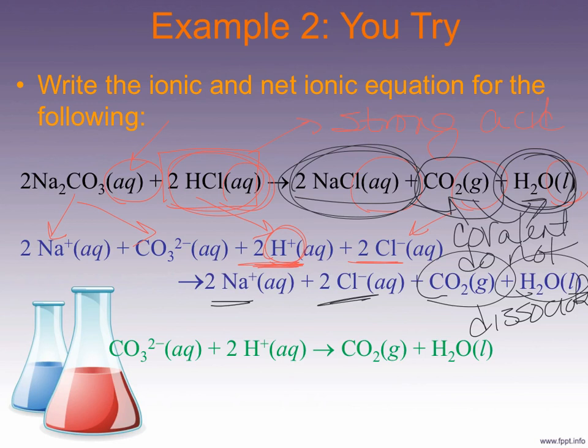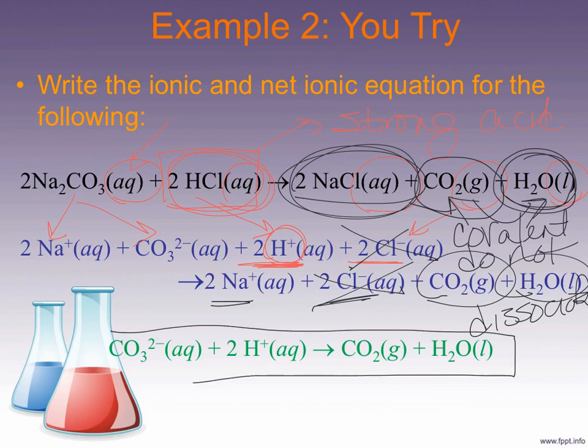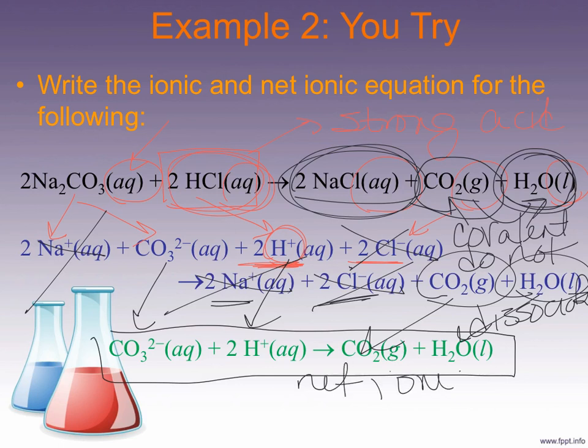Cross out the spectator ions. What do we have the same on both sides? It's a little bit odd this time. The only thing that's the same on both sides are the chloride ions. So everything else gets carried over to the net ionic. I take it back. Sodium ions get canceled. Okay, so what we're left with is carbonate reacts with hydrogen ions to give us carbon dioxide and water. So here is the net ionic at the bottom.